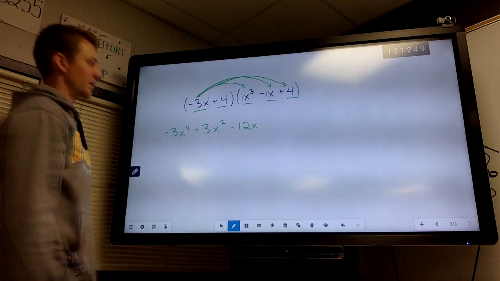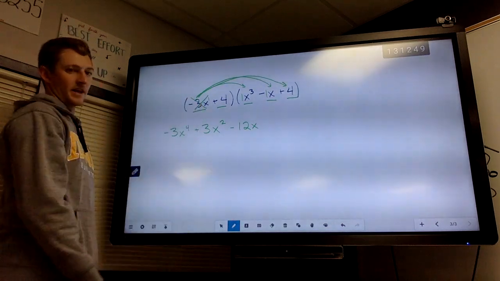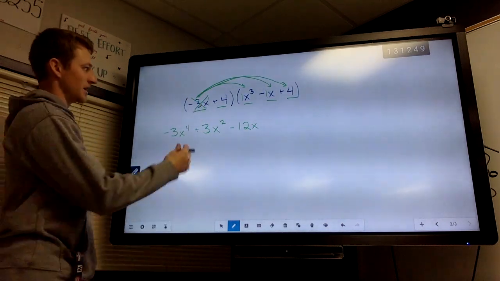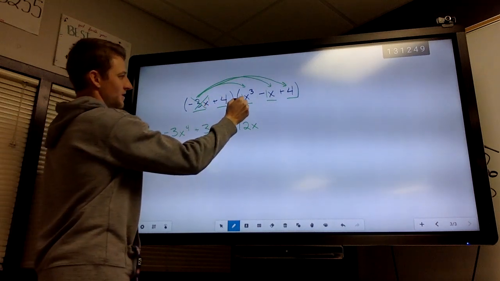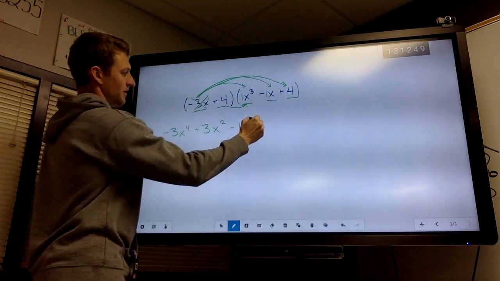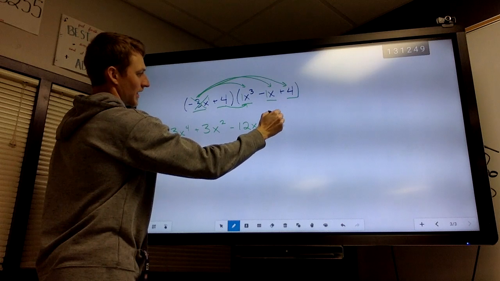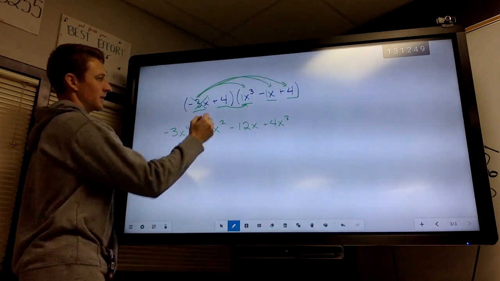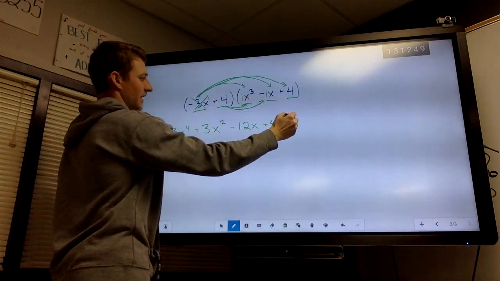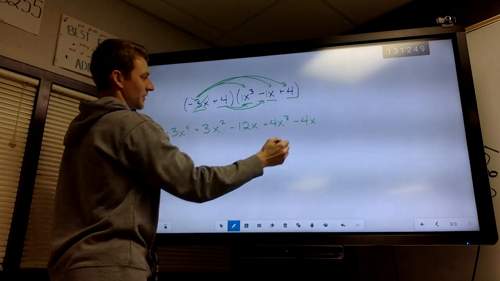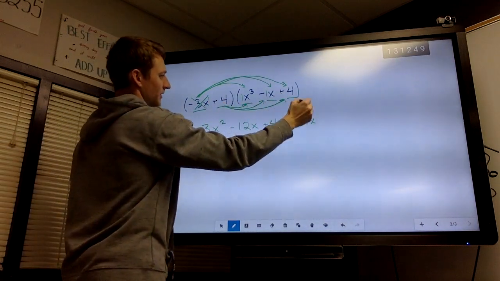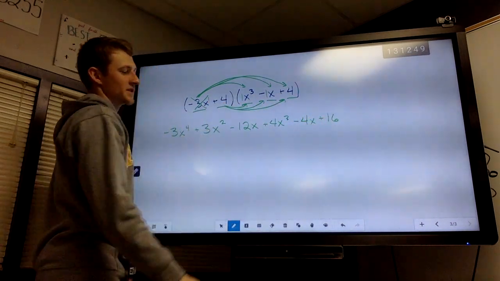Okay, so we're halfway done. We've taken care of the negative 3x. Now we need to move on to this positive 4. So we have 4 times x cubed. That's 4x cubed. We also have 4 times negative x. That's going to be minus 4x. And then 4 times 4 is 16.